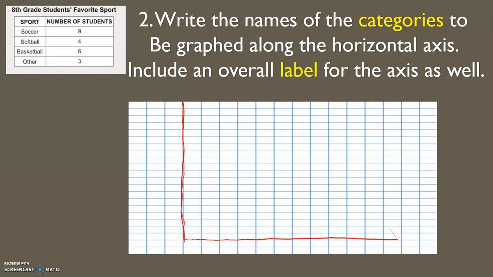Second step is to write the name of the categories to be graphed along the horizontal axis and include an overall label for the axis. So the categories here, guys, are the sports, and my overall label is going to be sports. My categories are going to be soccer, softball, basketball, and others. So I'm just going to make this nice and neat over here and just do my best to kind of evenly space them. Even make my line a little bit long. All right. Here's my label. Here are my categories.